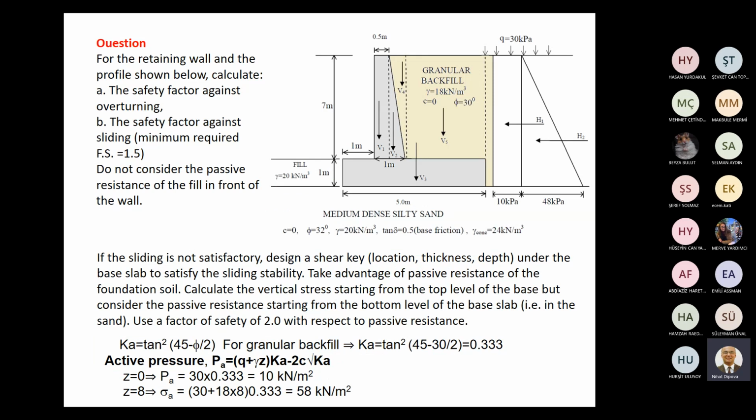We have one more question, a similar question, only geometry is different and it's given here. The backfill is very limited. When backfill in front of the wall is not thicker than the base, such as given in this condition, passive pressure can be neglected. So in this example, we will neglect passive pressure in front.